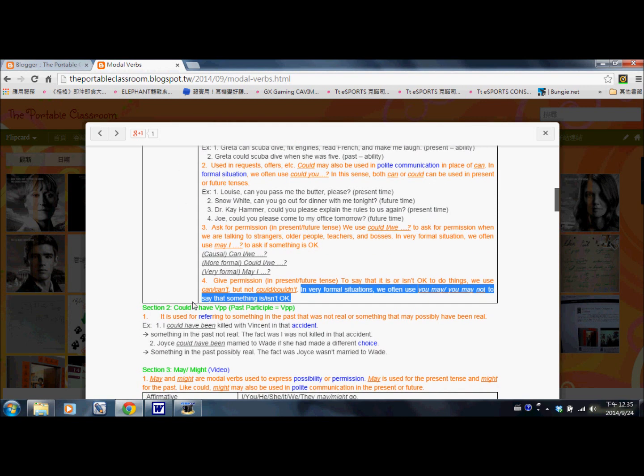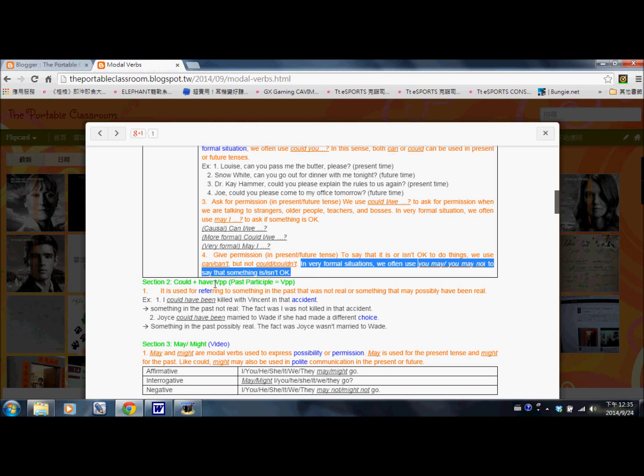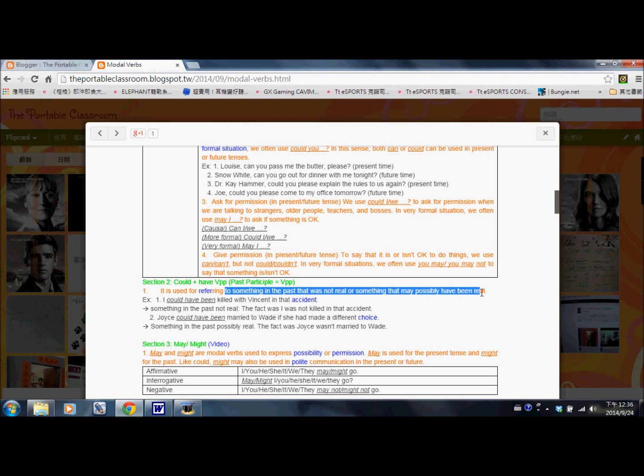Let's take a look at how to use could have with verb past participle. Now we use it for referring, meaning talking about something in the past that was not real, or something that may possibly have been real, but still it is not real. Look at examples. Number one, I could have been killed with Vincent in that accident. So the fact was I was not killed in that accident. Maybe I was almost killed, but I was not killed in that accident. So I'm still alive. Something in the past that is not real.